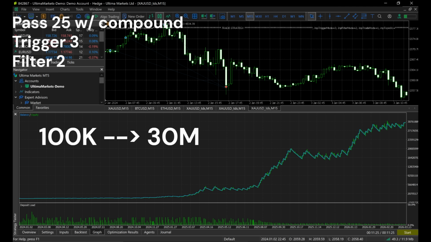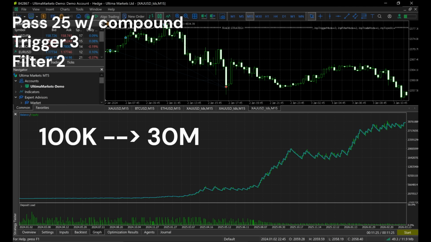Now let's take a look at the equity curve after enabling the compound engine. And honestly, this result is absolutely crazy. We started this backtest with an initial deposit of $100,000, but by the end of the test, the equity reached more than $30 million. Yes, from 100,000 to over 30 million. That is roughly a 300 times growth during the testing period.